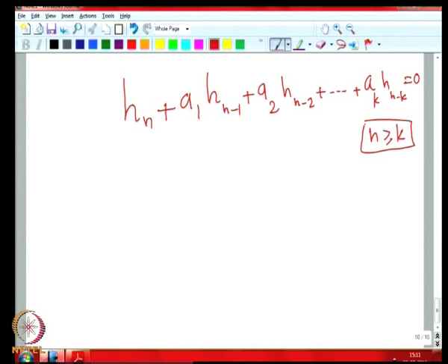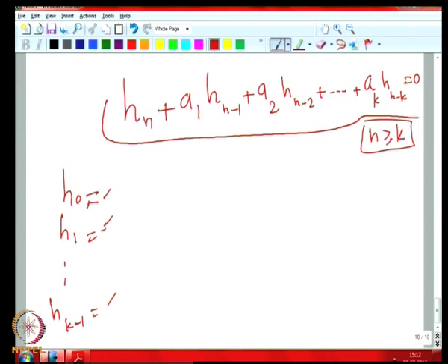Maybe this will be valid for n greater than or equal to k only, because we are using h0, h1. For n equal to k, we are already using all the h0 to hk minus 1. If you try to apply it for hk minus 1, we will not be able to find h minus 1, that is not available. So, our initial values will be given: h0 equal to something, h1 equal to something, up to hk minus 1 equal to something. This many initial values have to be given, because this will work only from n equal to k onwards.